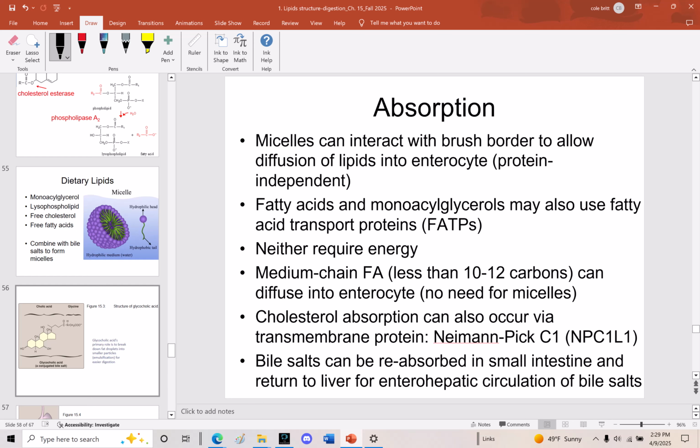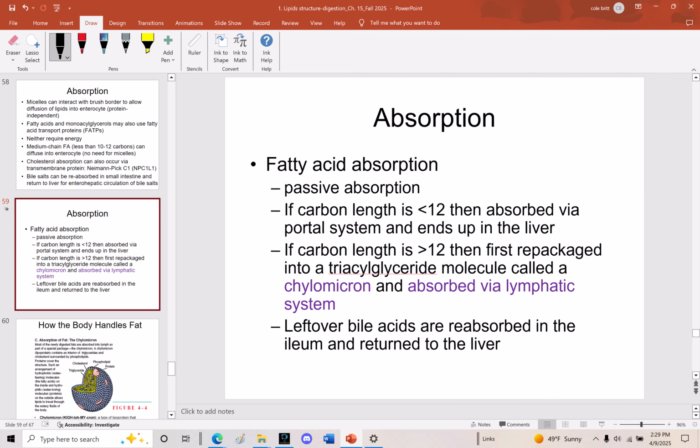So with absorption, again, it is passive absorption. Your lipids do not technically have to have a transporter. They're lipids, and they're interacting with a lipid membrane. And so they tend to be able to just be absorbed simply by diffusion into the enterocyte. If the carbon length of the fatty acid is over 12 carbons, so it's a longer chain fatty acid, it's a short chain fatty acid, it's less than 12.